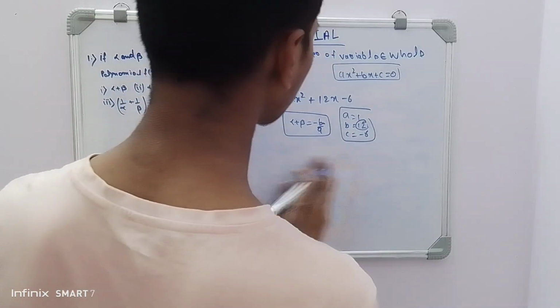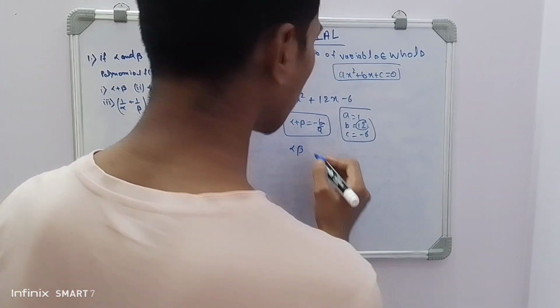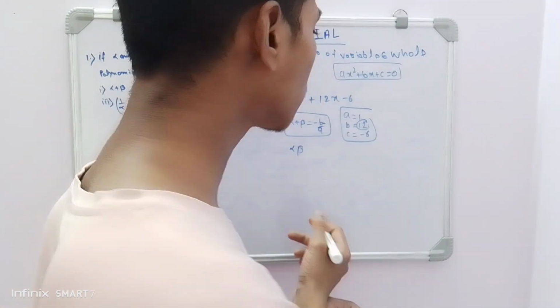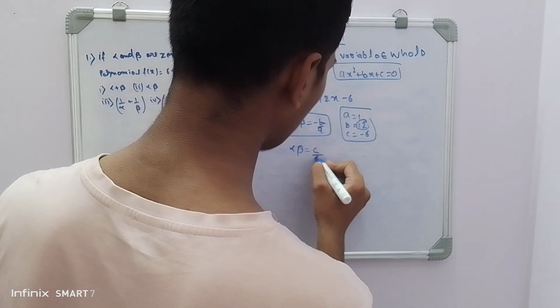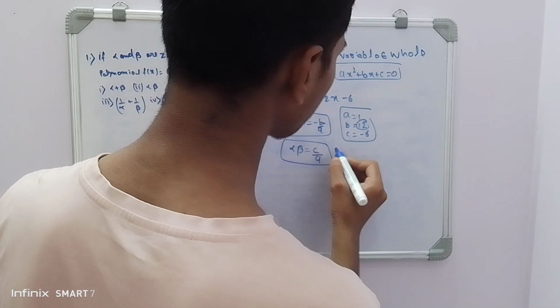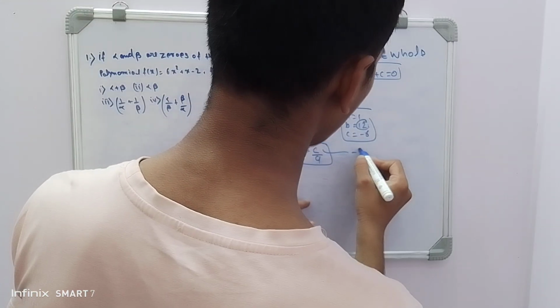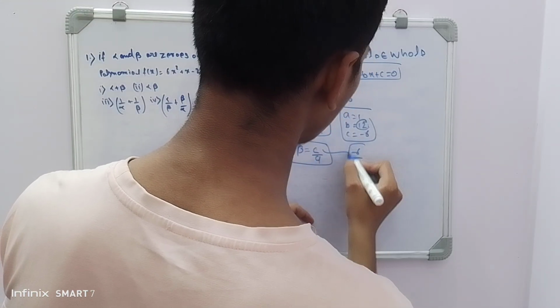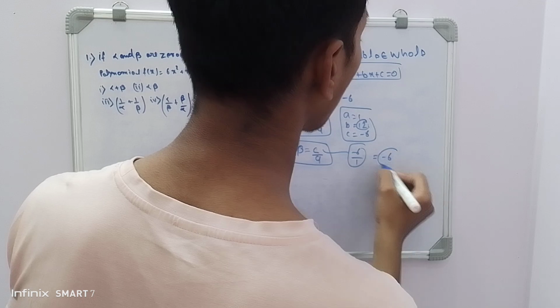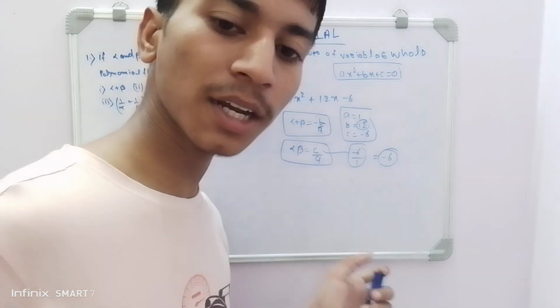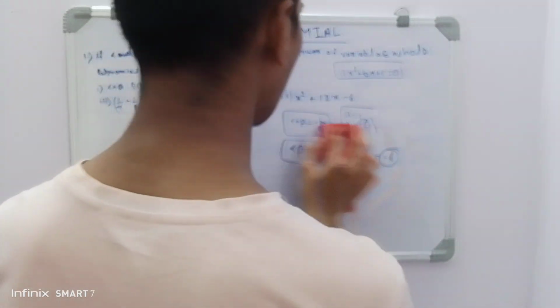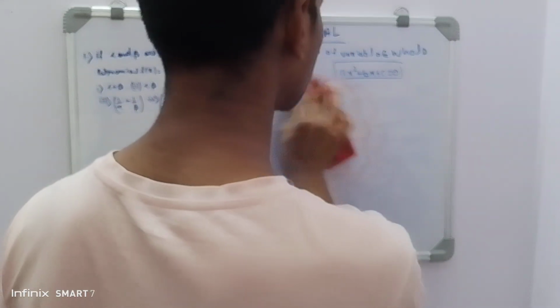And if I ask you alpha into beta, that means the multiplication of those zeros, when you get to solve, we have a formula directly, c by a. So using c by a, c we have minus 6 and a we have 1. So alpha into beta is going to be minus 6 for this polynomial. And this is what you have to do in this chapter. And let's try another interesting question over this concept.